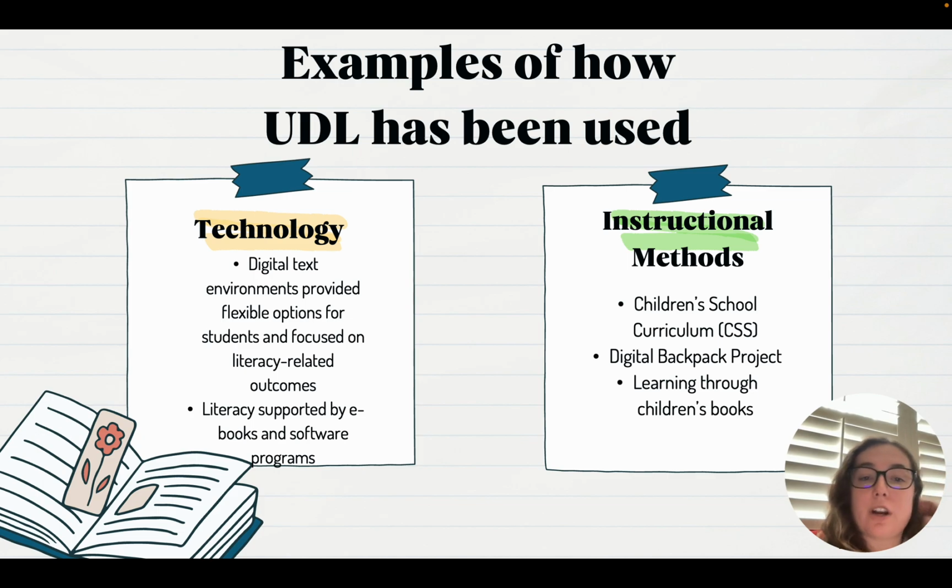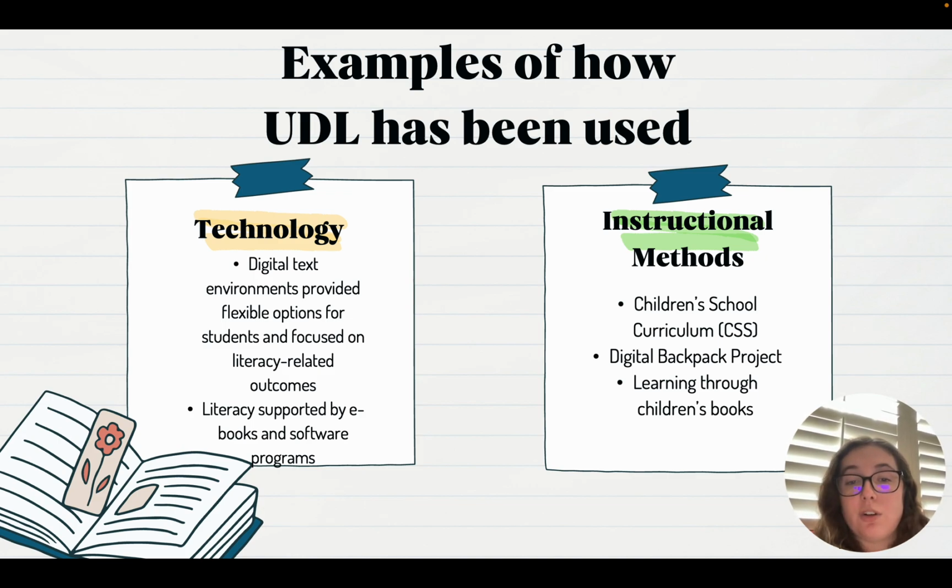And then instructional methods. So the children's school curriculum was a general education curriculum that was designed for preschoolers who are at risk for school failure. And in this article, the authors provided examples of how each UDL principle was met through CSS lessons, and noted that the CSS also allowed teachers to make additional appropriate curriculum modifications and accommodations to meet individual students' needs. So this is just one example of how UDL was implemented into a curriculum for a children's school.